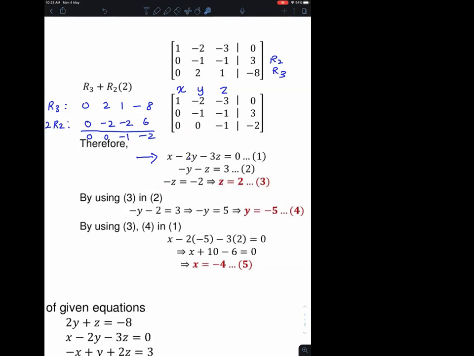So now directly you can find the value of z. Z is 2. You take the z value and plug it into equation 2 and solve for y, and you get y is minus 5. Then you take the z value and the y value and plug them into equation number 1, and solve it. You can solve for the x value.